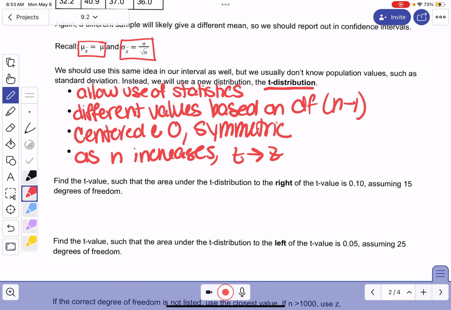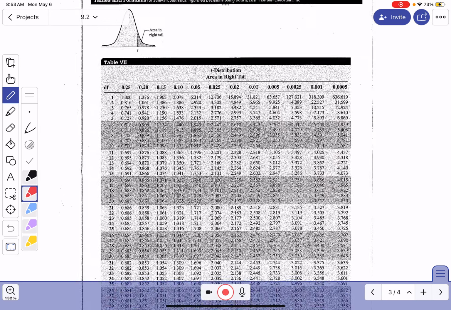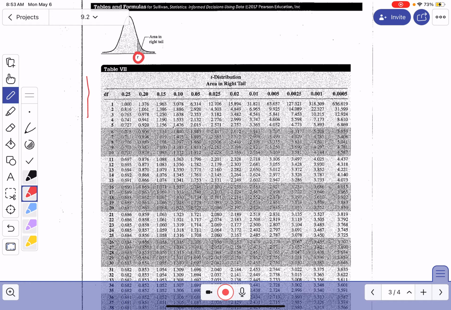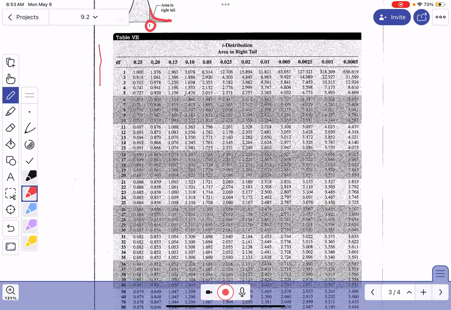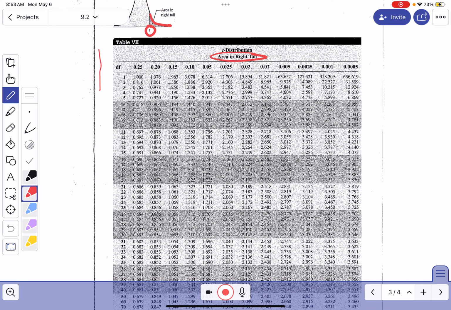So there's a new table. It's called the t table. So it looks a lot like the z, except this time it's got a t on it. We're talking about the right side instead of the left side. And we have area in the right and degrees of freedom instead of a specific z-score.